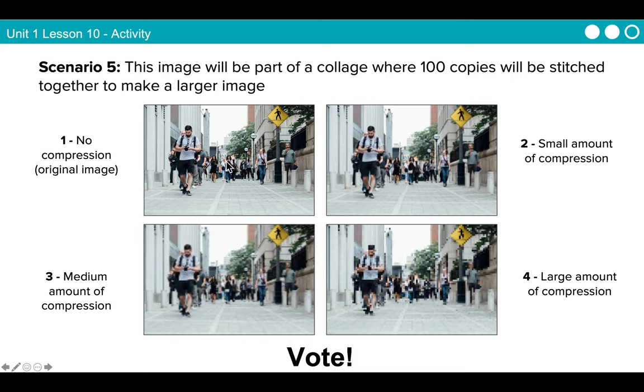we don't want the clarity of the original image. We really don't want it because we're going to make this image smaller anyway, and we're using the colors from it to make a larger image. Number two and number three still have too much detail in there. So I would say for scenario five, we'd want to be doing number four, so a large amount of compression. And remember, you're going to be stitching these with 100 copies, so if you used 100 images of similar size, you would want to have the image quality lower, so you've got a lower file size, because it's going to be 100 times that with all of the other pictures that are in the collage.